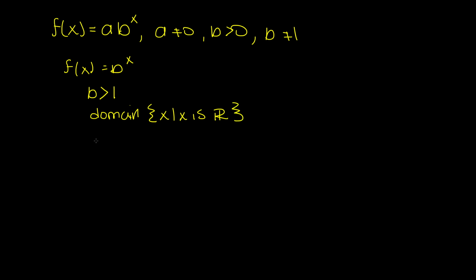The range is actually the same for both. So my range is going to be y. Y is greater than 0, and I'll graph this out so you could see using 2 as my base. The y-intercept for our parent function of b to the x, where b is greater than 1, is going to be y is equal to 1. That's my y-intercept.